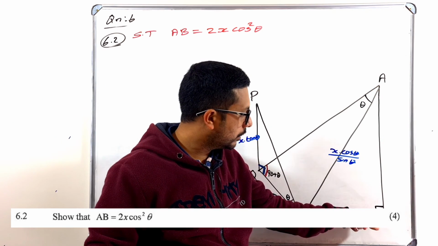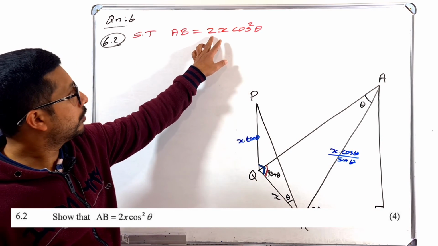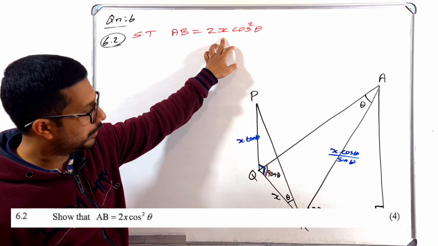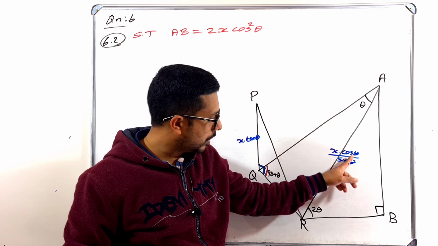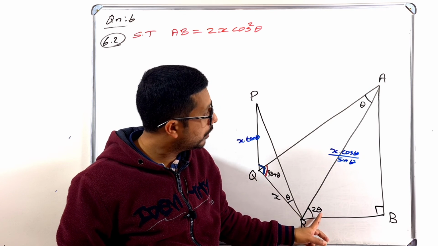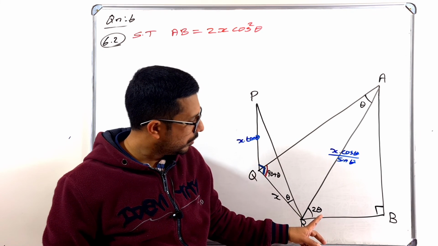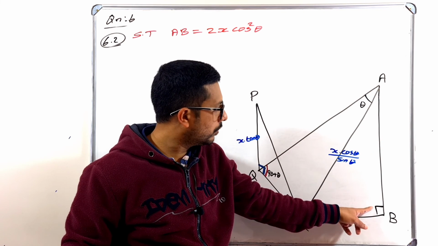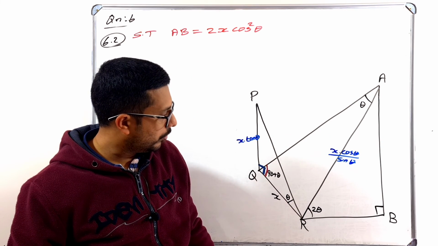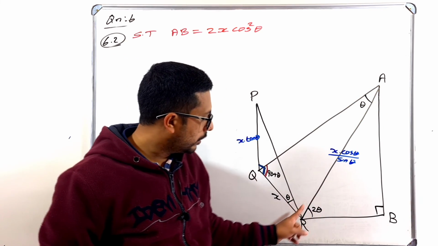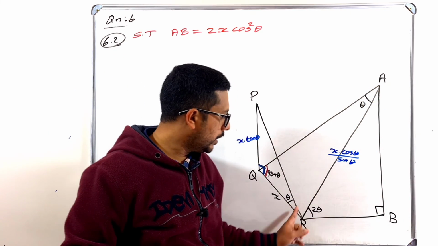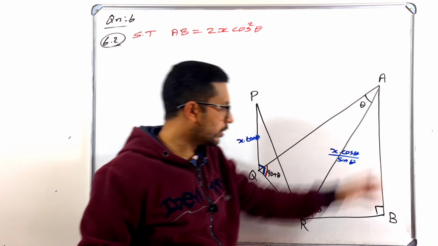AB is here. Okay, and what do you want to show? 2x cos square theta. So cos is here, 2 theta is here. So anyway, AB is this one. So which triangle can we take? Here, this triangle, let's consider this triangle ABR. Okay, so let's try that one.